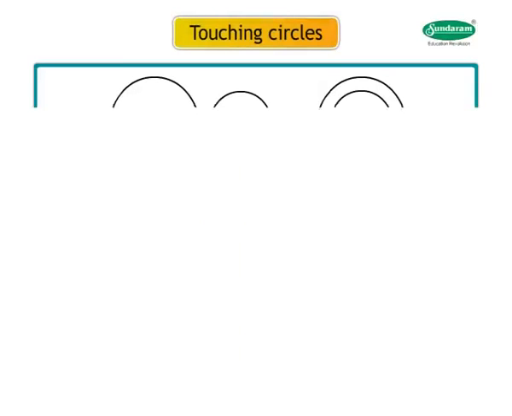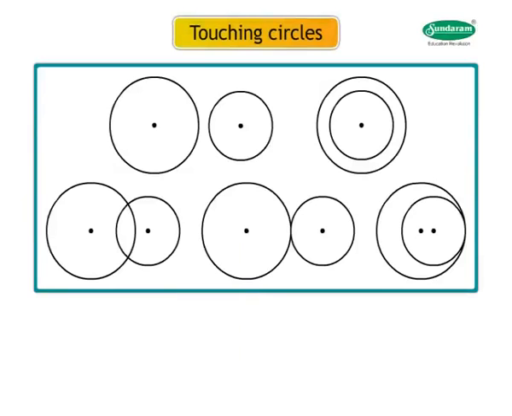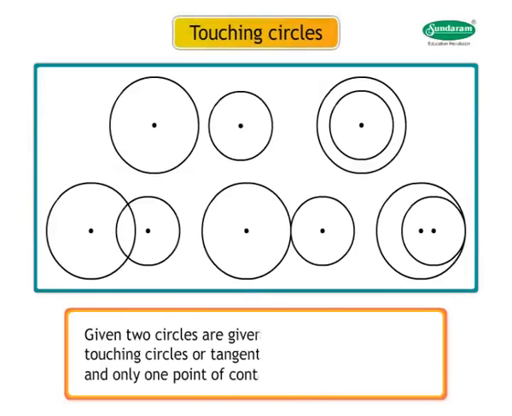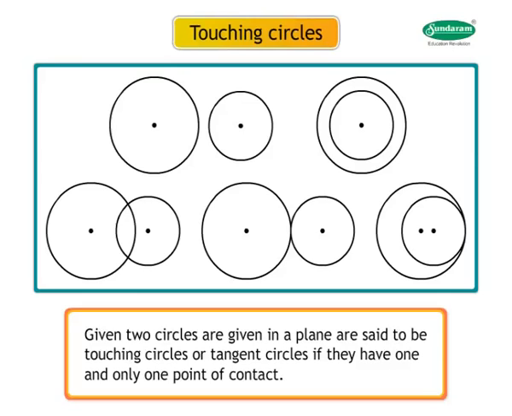Let us learn about touching circles. Let us draw two circles in various ways. Two circles given in a plane are said to be touching circles or tangent circles if they have one and only one point of contact.